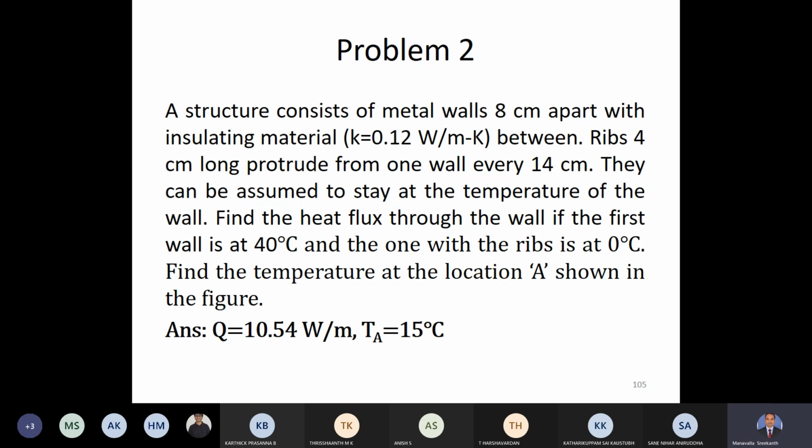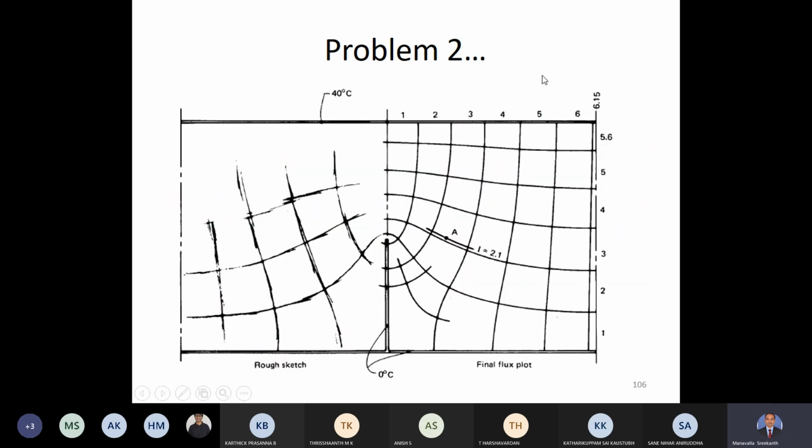So basically, we are given some geometry, some temperature conditions, and we are told to find out the heat flux. Heat flux is one way of expressing the heat transfer. So heat flux is something we need to find, and also we need to find the temperature at a given location. The figure is available in this. So this is the geometry. This is the two-dimensional geometry.